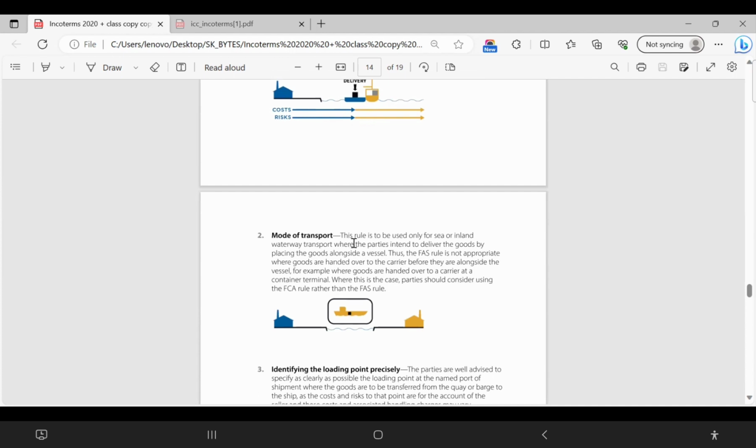Now, mode of transport: this rule is to be used by sea or inland waterway transport, where the parties intend to deliver the goods by placing them alongside the vessel. Thus, otherwise the FAS rule is not appropriate. If they cannot deliver alongside the ship, then of course they cannot use FAS. They should be going for FCA. FCA is appropriate where the goods are handed over to the carrier before they are alongside the vessel. Example, the goods are handed over to the carrier at the container terminal. Where this is the case, the parties should consider using the FCA rule rather than FAS.